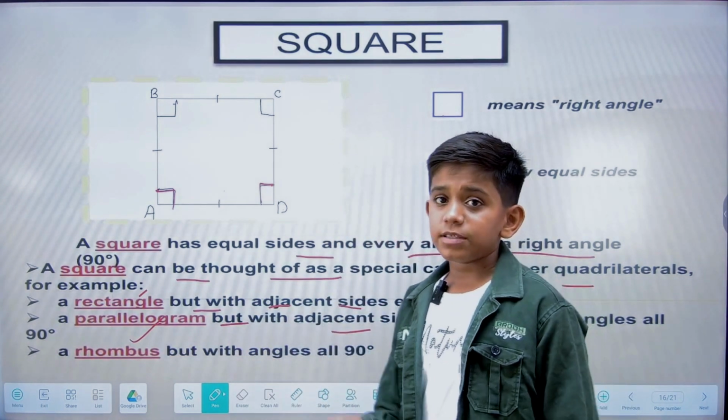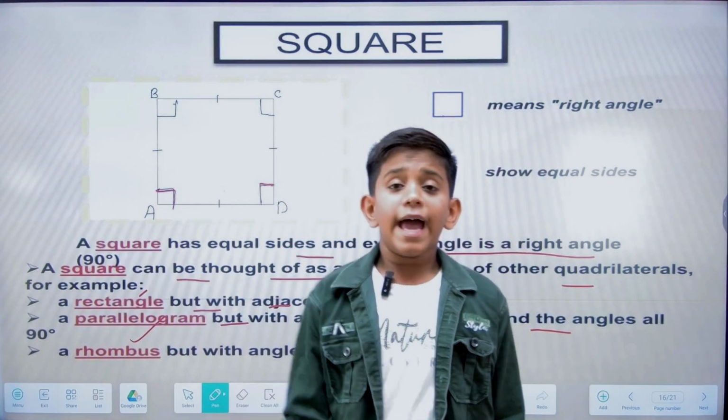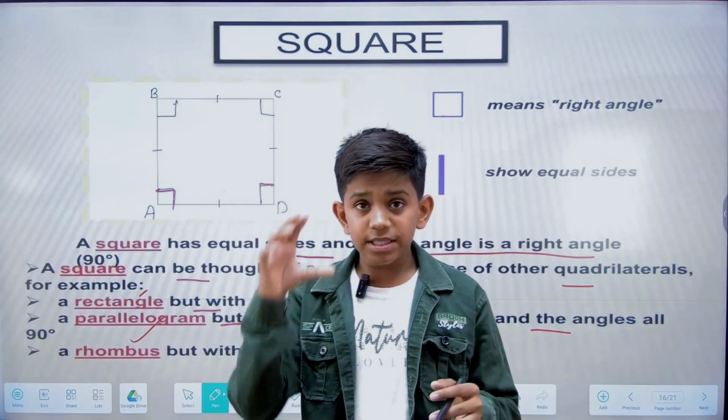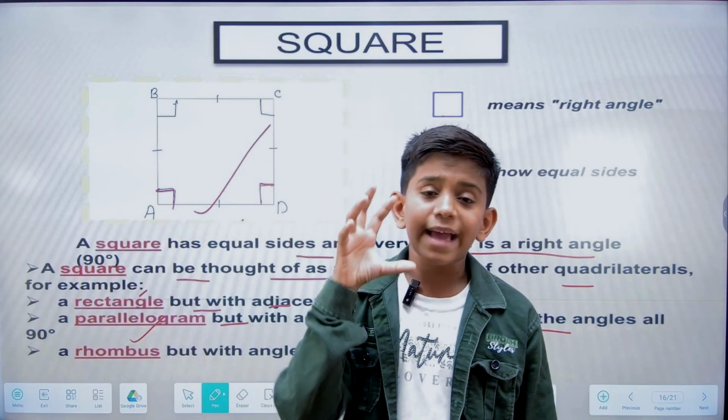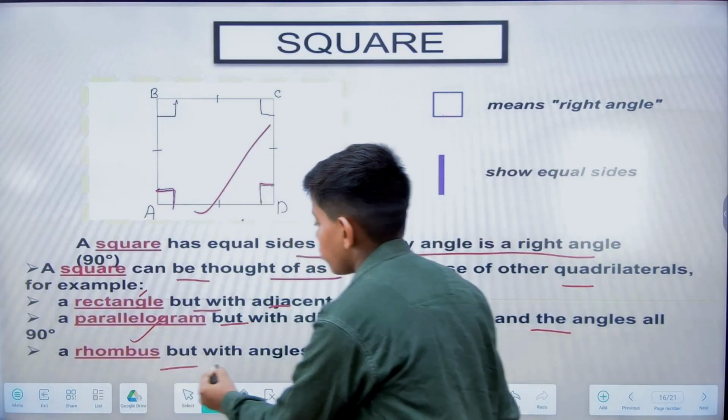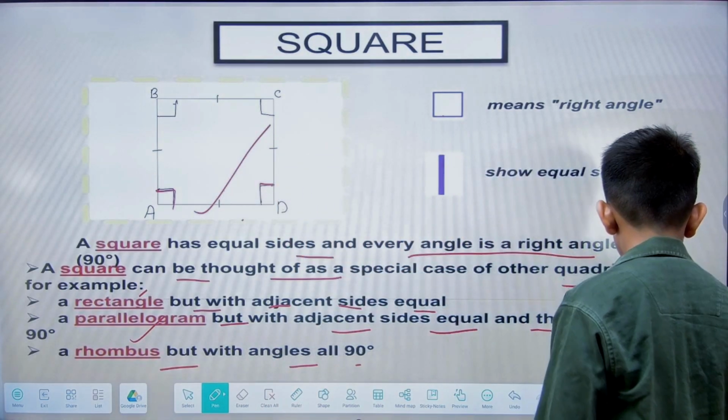A square is also a parallelogram but with adjacent sides equal and all angles 90 degrees. A parallelogram does not have all angles 90 degrees. All the opposite angles are the same, but every angle is not 90 degrees. A square is also a parallelogram, but all the angles are 90 degrees. It is also a rhombus but with all angles 90 degrees.